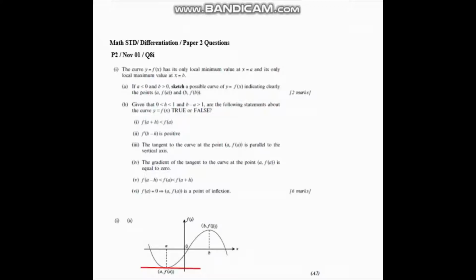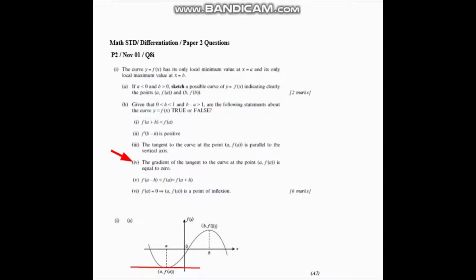IV says the gradient of the tangent to the curve at point A comma f of a is equal to 0. So again, let's draw the tangent at a comma f of a. Since the line is horizontal, the slope is 0. So this is true. The tangent has 0 gradient.